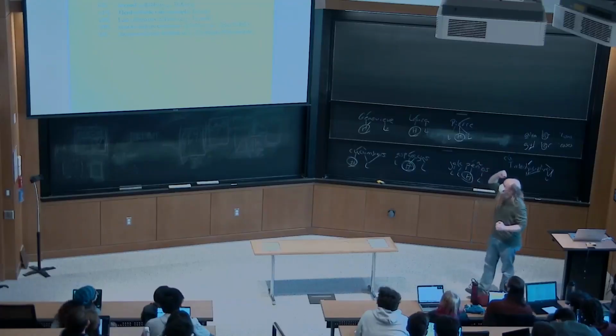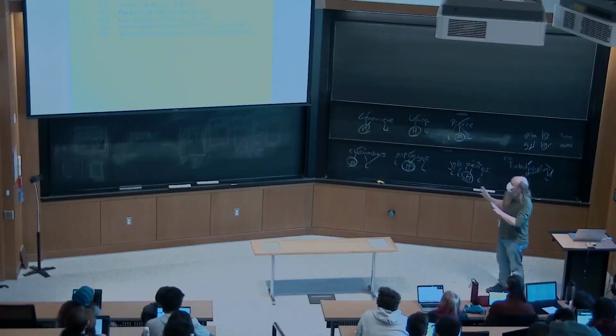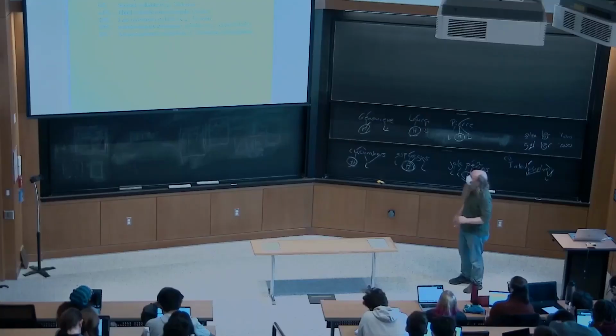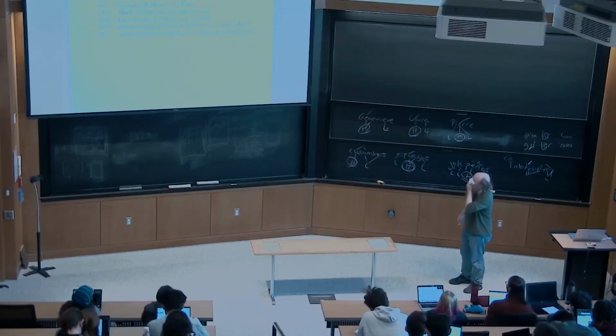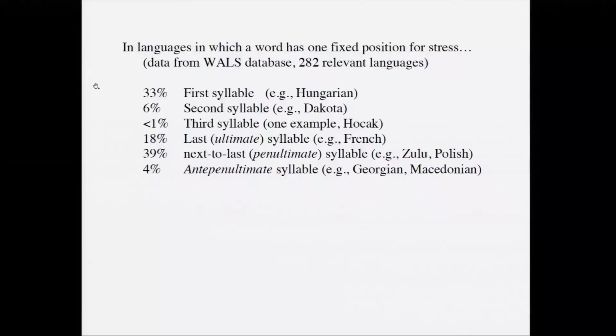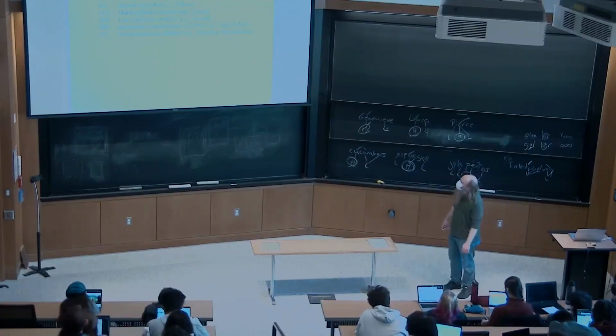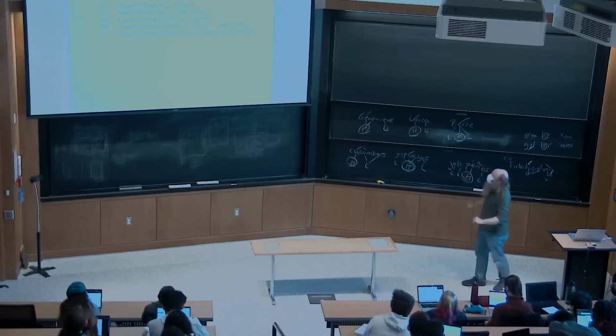In languages where words have one fixed position for stress, so there are languages out there where the position of stress is always fixed. These are data from a database called WALS, the World Atlas of Language Structures, which is free and accessible. I recommend going and having a look at it. When I got these data, there were 282 languages described in the WALS database. The WALS database describes languages with respect to a variety of phenomena. Not always accurately, I have to say. So, if you have a particular language you're interested in, you should double check. But it's a nice first pass at looking at a bunch of data.